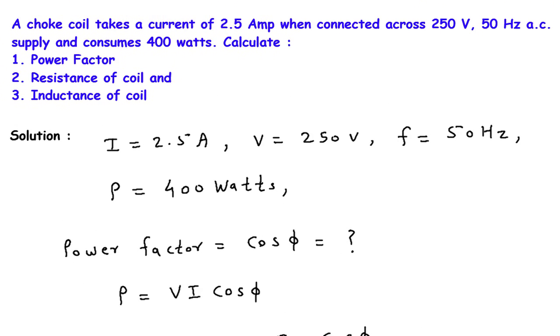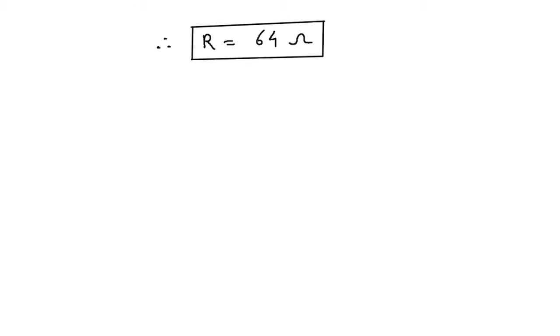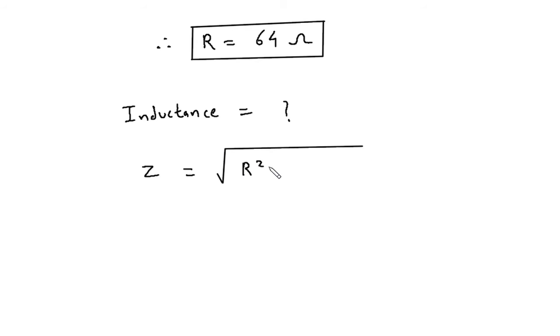Then next we have to find inductance of coil. So inductance will be L. Now to find inductance, first we have to simplify. Z is equal to under root of R square plus XL square. That is, we have to find this inductive reactance first. We have the value of this impedance. We have the value of this resistance also. So from this we can find the value of this XL.